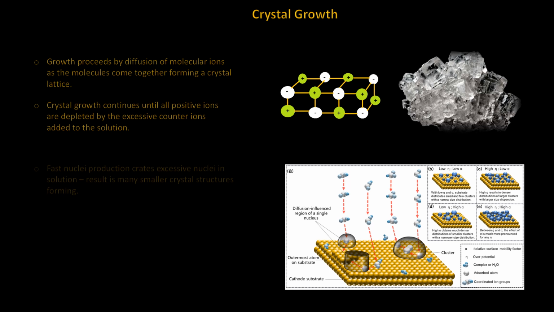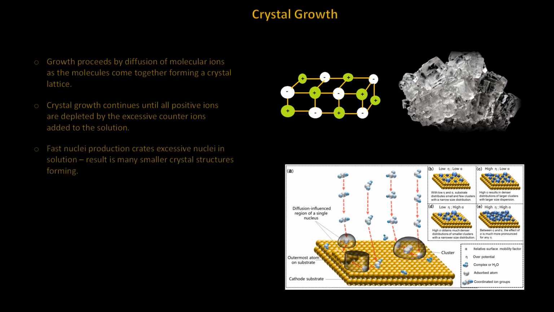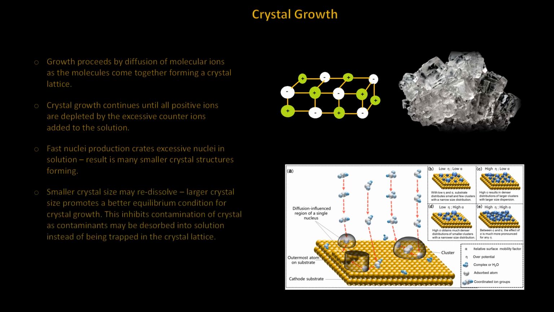A fast production creates excessive nuclei. Too many nuclei will form many smaller crystal structures. Smaller crystal structures may redissolve due to the larger surface area created when measured collectively. Smaller surface area provided by a larger crystal size promotes a better equilibrium condition for crystal growth. This inhibits contamination within the crystal lattice. The contaminants are more likely to be reabsorbed into the solution instead of being trapped in the forming crystal lattice.